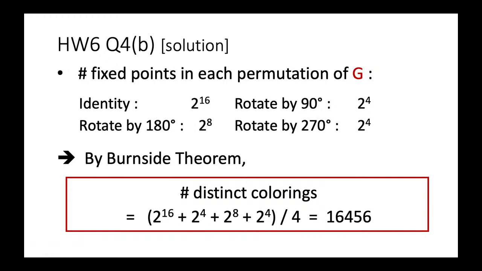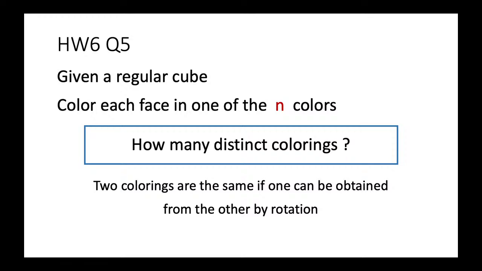Okay. Now, finally, question 5 is a harder question for the Burnside theorem, but it's a little bit harder. Okay, we can still work out the answer easily. Okay, it just takes us some time.